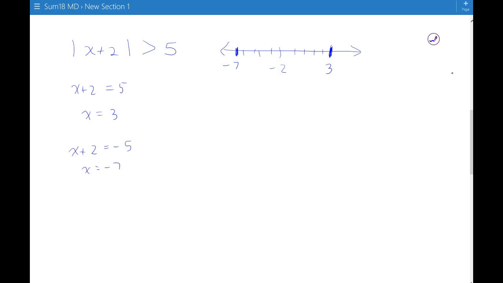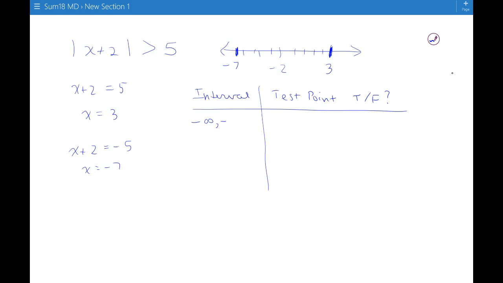So I actually like to make a little chart, because this will be handy later, since this concept is useful in more situations. So I make columns in a chart for the interval, the test point that I pick, and then whether the given original inequality is true or false. So the first interval is from -∞ to -7. Then we have from -7 to 3, and from 3 to ∞. So 2 endpoints divide the number line into 3 intervals.